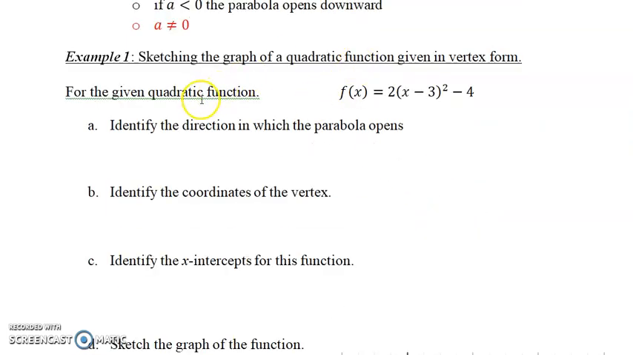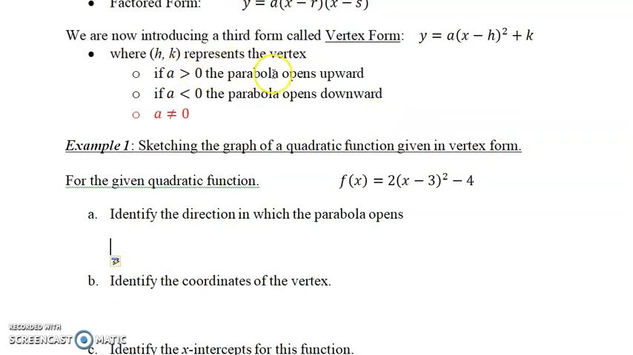So what we're going to do is answer some of the questions. Example 1, sketch the graph of the following quadratic, and we're going to identify some things at the beginning. The first one says identify the direction in which it opens. If we look up here, if the A value is greater than 0, it opens upward. The A value here is a 2. So we say since A is greater than 0, the parabola opens upward. Okay, that's all you need to do.